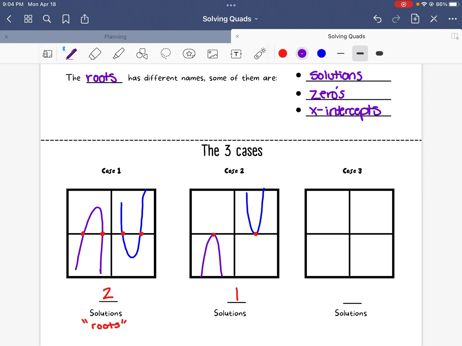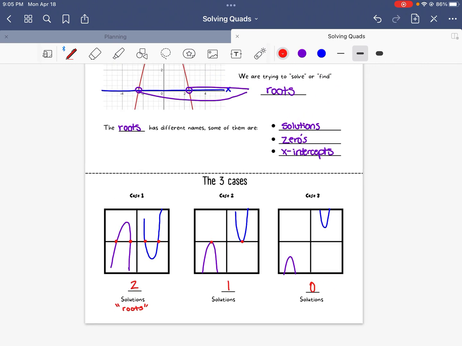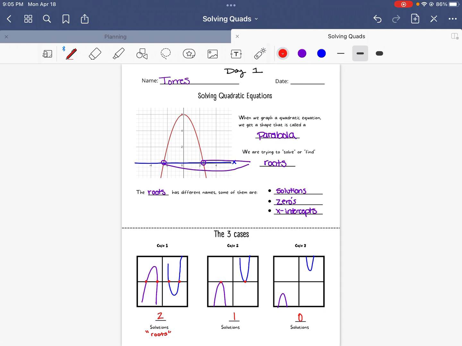The last case I have is that sometimes they don't touch at all. So maybe this guy's going to be way up here. Oh, let me be consistent. Maybe this guy's going to be down here, and this guy is going to be way up here. This is not intersecting my x-axis at all. There are no roots. So sometimes I'm going to have 0 roots. So these are the 3 different types of cases.